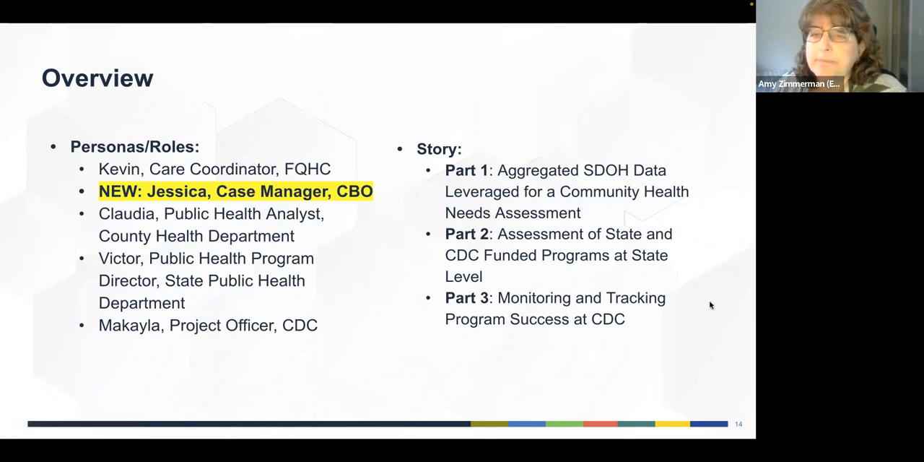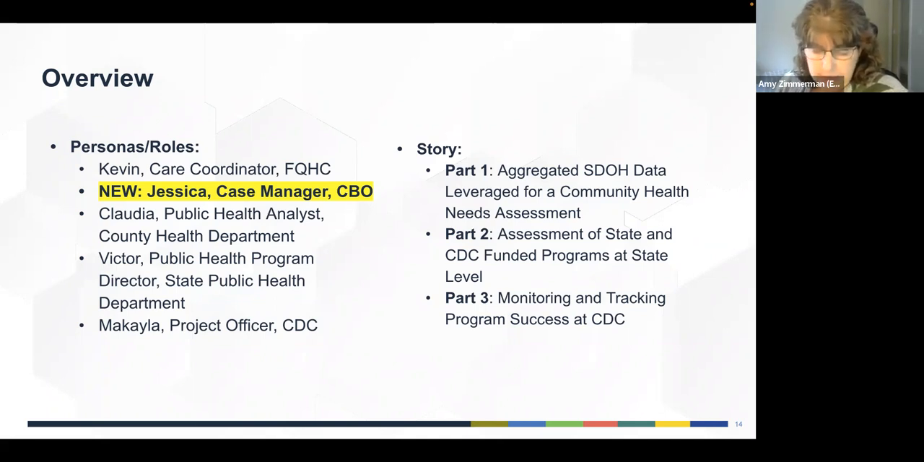Each part is going to equate to one of the 3 use cases. So part 1, just to refresh everyone's mind, refresh the story, is really Kevin from the Federally Qualified Health Center and Jessica from a community-based organization. They were attending a public health advisory committee meeting to the county health department, and they had mentioned at this meeting that they had noticed, both of them, increasing numbers of individuals with food insecurity. And Claudia at the county health department is working on a community health needs assessment. And she really wanted to leverage some of the social needs, social risk data from clinical and community providers to be able to look at this more broadly.